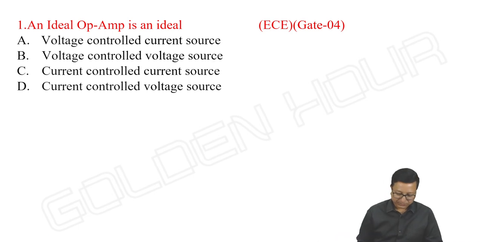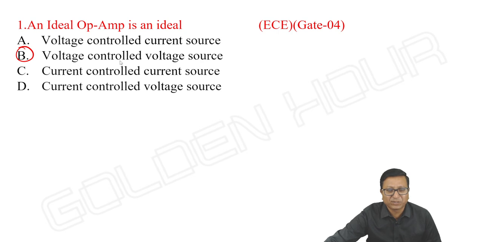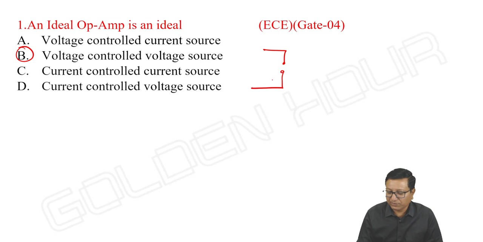Next, let us have a look at some problems asked in the previous papers. An ideal op-amp is an ideal voltage controlled voltage source. Option B is correct. Basically, it is a voltage controlled voltage source. Voltage amplifier I told now. So if I take its equivalent circuit, what we have is A into VD. This is the equivalent circuit.